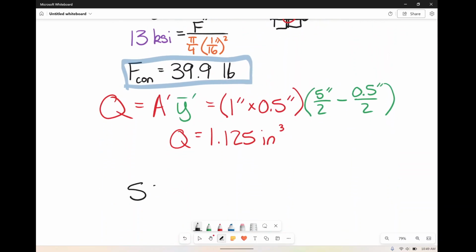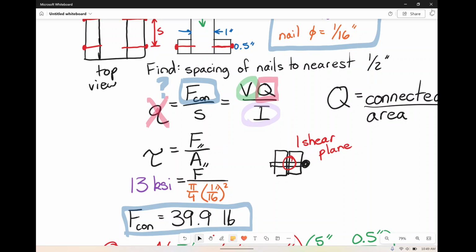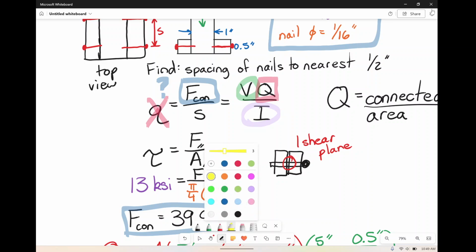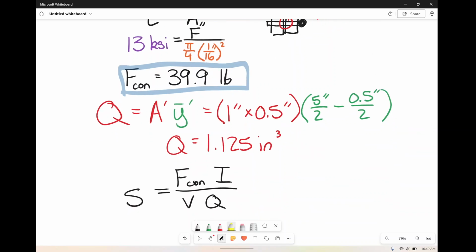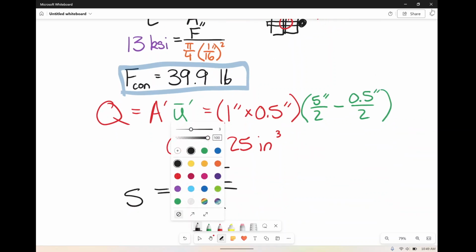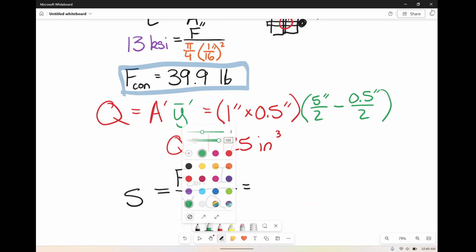So I'm going to rearrange the spacing equation, and I'm going to get force of the connector times I divided by V times Q. And all I did was simply rearrange this equation. I did my cross multiplication, and then I moved the VQ to the other side, and that's how I got this equation. Nothing really magical. So again, I'm going to get the force of the connector.